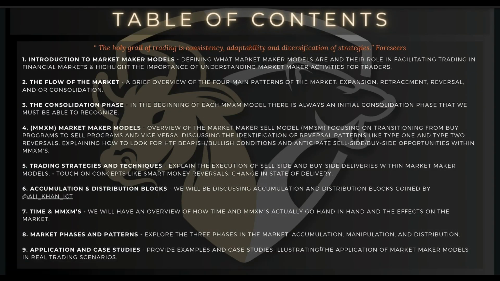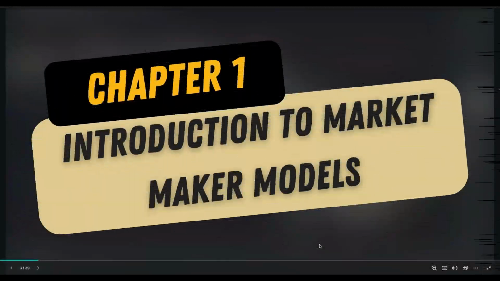Alright, so for our table of contents, we have one, introduction to market maker models. Then we have the flow of the market. Number 3, the consolidation phase, market maker models, trading strategies, the accumulation and distribution box. Shout out to Ali Khan, since he's the one who actually coined this part, or claims to have coined it. Then we have time and market maker models. And then we have market phases and patterns. And finally, we have application and case studies. Let's begin.